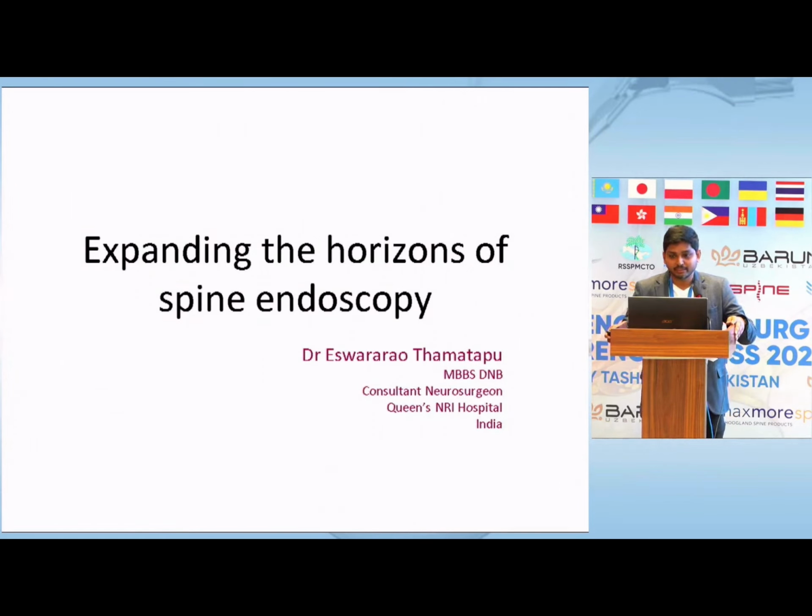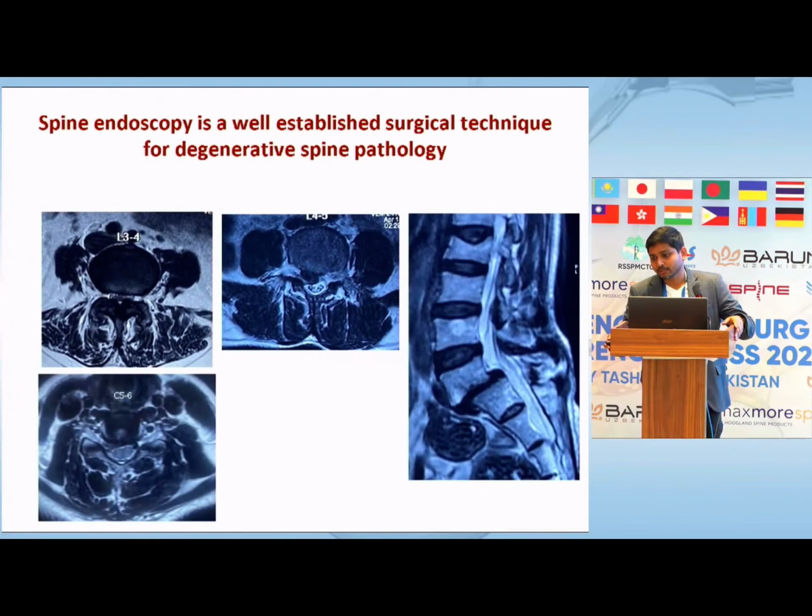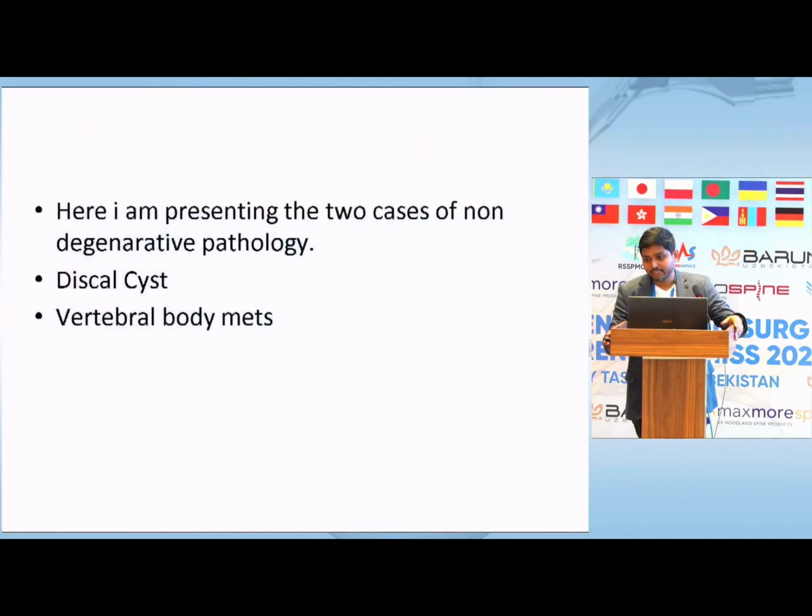Already all the pioneers have discussed most of the things about endoscopy. I am just telling you some different cases in endoscopy. All these indications were already dealt with by the pioneers, like listhesis, cervical disc, lumbar canal stenosis, migrated disc. So I will discuss beyond the degenerative pathology, like one is discal cyst, another is vertebral body metastasis.